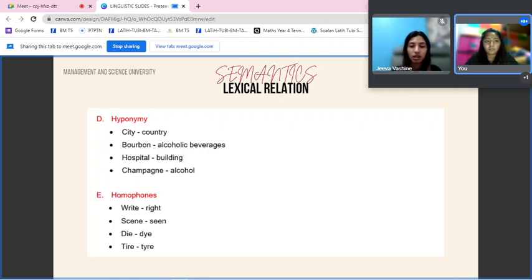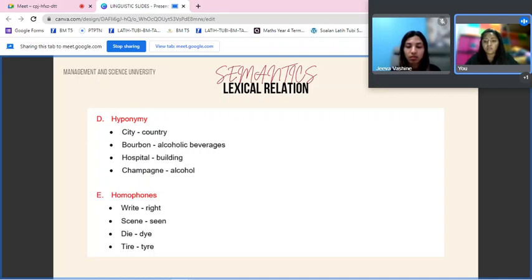For example, words that we have picked from the article are city, Bourbon, hospital and champagne. So city stands for country, Bourbon actually stands for alcoholic beverages, hospital stands for a building in a hyponym term, and champagne is an alcohol.